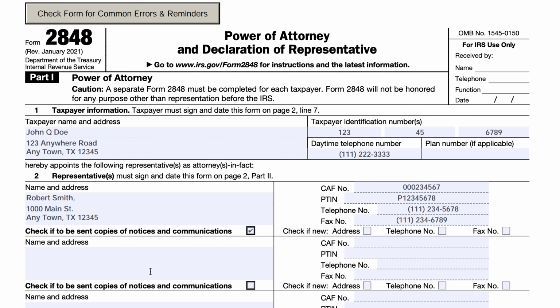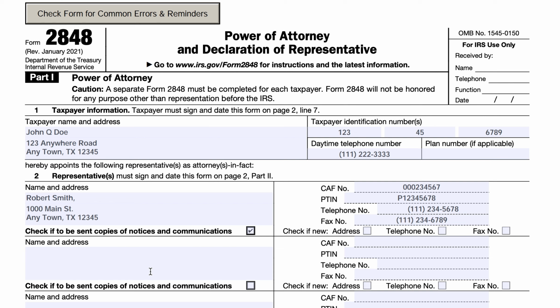We'll go through both parts of it. Part one is the power of attorney. Part two is the declaration of representative. And then we're going to go through some filing considerations and some more background information.